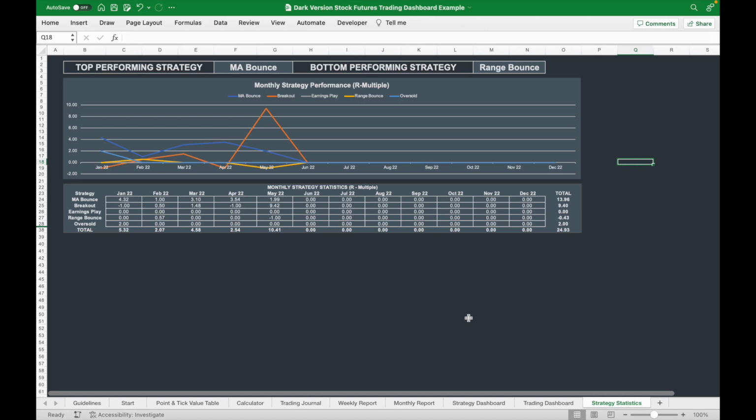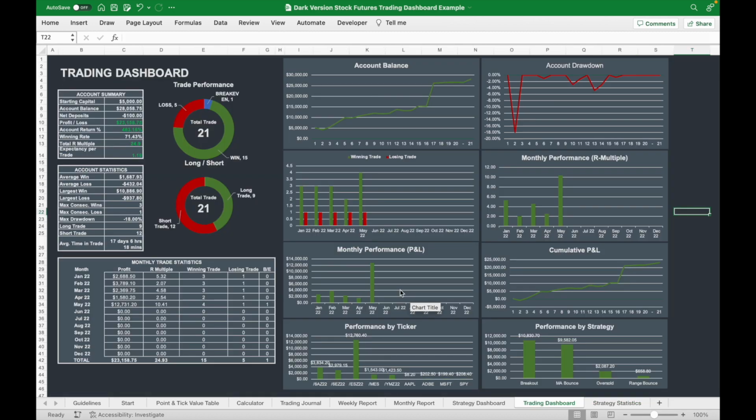For traders, the weekly, monthly, and strategy reports in the trading journal are extremely helpful. They assist traders in assessing their trading strategy, identifying areas for improvement, and making informed decisions that can lead to better performance. Perhaps the most critical component of the journal is the main trading dashboard, which provides an overview of your trading activities over the past 12 months.